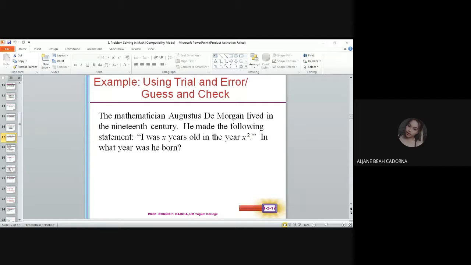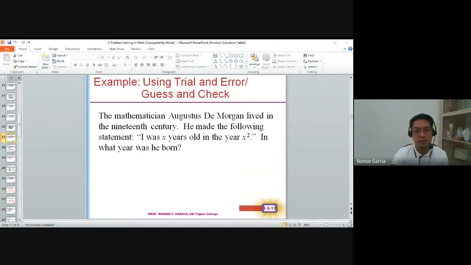The mathematician Augustus de Morgan lived in 19th century. He made the following statement: I was X years old in the year X squared. In what year was he born? Thank you so much for reading the problem. You have to understand the problem. That's the first step before you can have the plan and then your solution to get the answer. The question is, nasabtan ba ninyo ang problem?